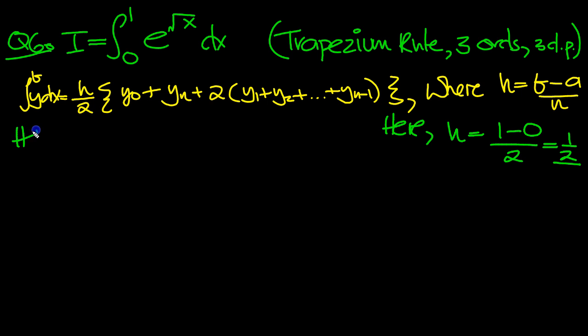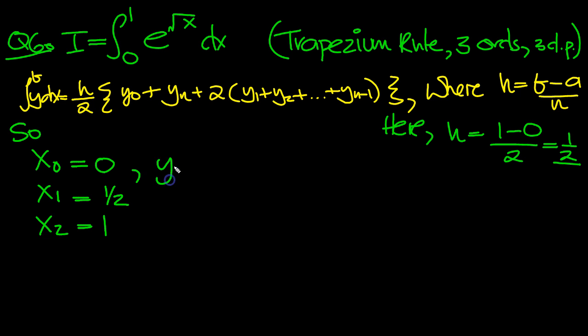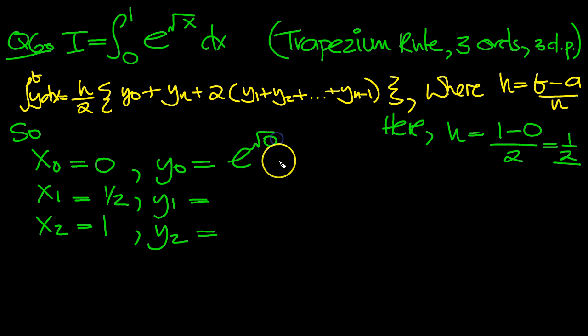Now, the x ordinates. We need x0, x1 and x2, it's 3 ordinates. We start at 0, we end at 1, and then we've got 2 intervals, so this value must be a half. We've got to work out y0, y1 and y2, so we need to put those x values in here. When we put 0 in, we get e to the root 0, which is just e to the 0. Anything to the 0 is 1.